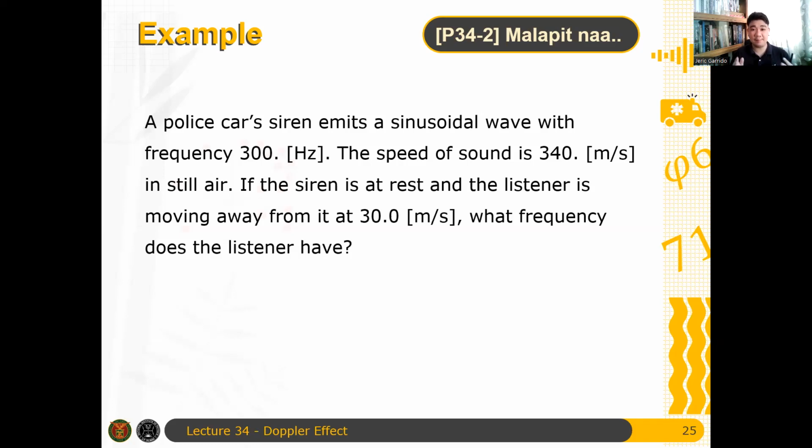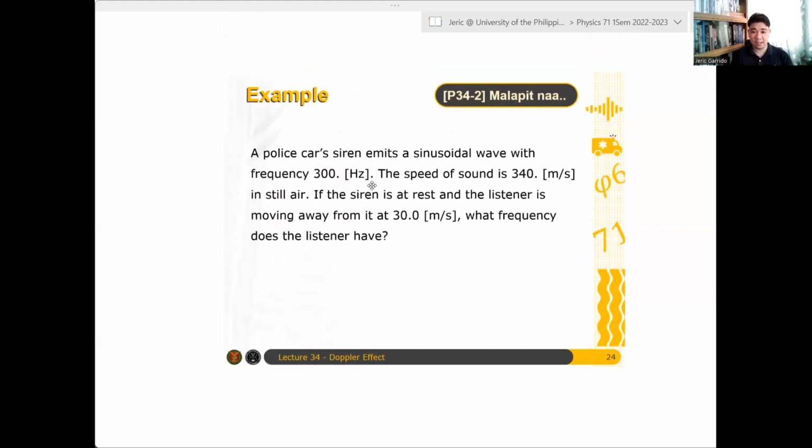Okay, sige. So, I'll be giving again a minute to solve this problem and then I'll show you the solution in this problem. Okay. So for the second problem, basically, ano yung speed of sound natin? The speed of sound is 340 meters per second. And then the siren is at rest.